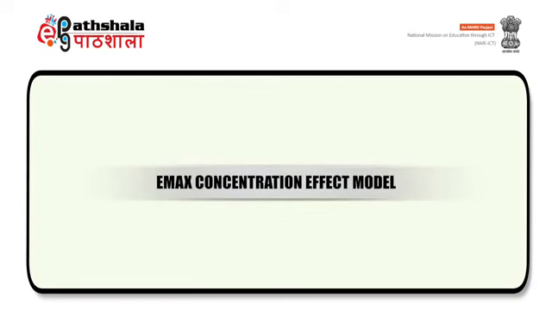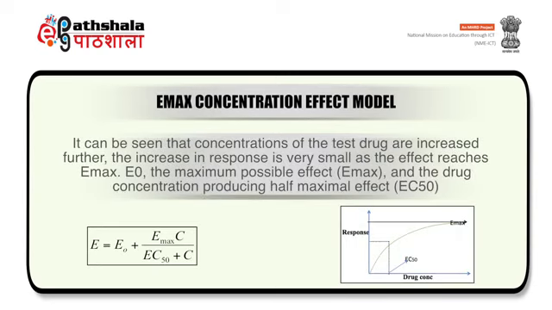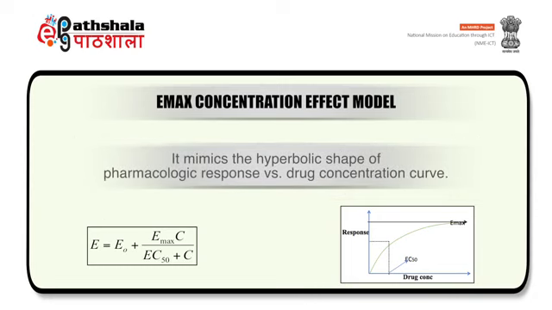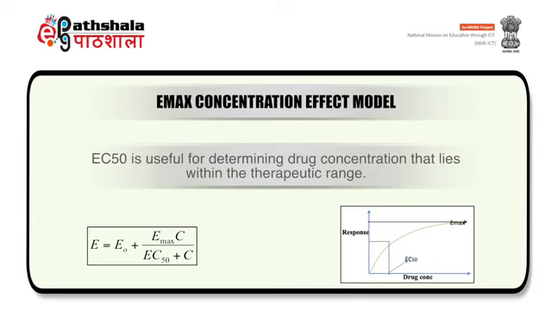Next is the Emax concentration effect model. In this, it is seen that as the concentration of the test drug is increased further, the increase in response is very small as the effect reaches Emax. So, E naught, the maximum possible effect, and EC50, the drug concentration producing half maximal effect. This model mimics the hyperbolic shape of the pharmacological response versus drug concentration curve. After maximum response, that is Emax, has been reached, no further increase in pharmacological response is seen on increasing the concentration of the drug. So, EC50 is useful for determining drug concentration that lies within the therapeutic range.